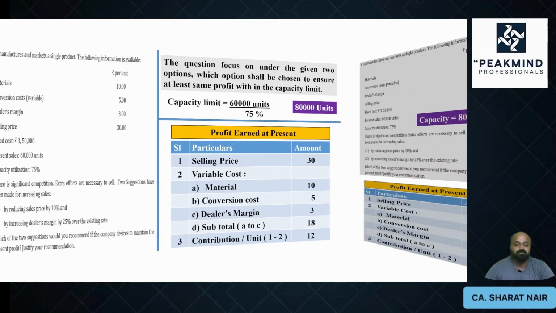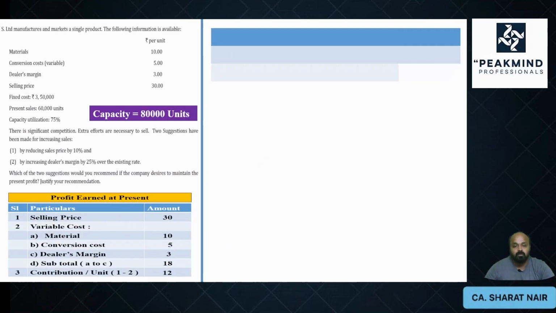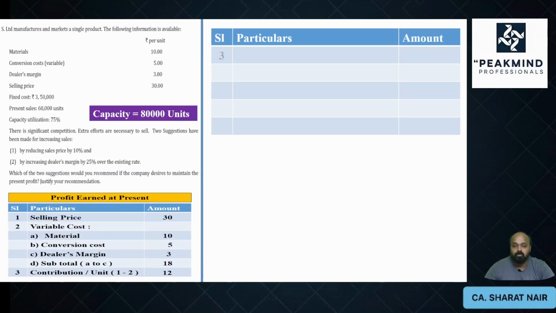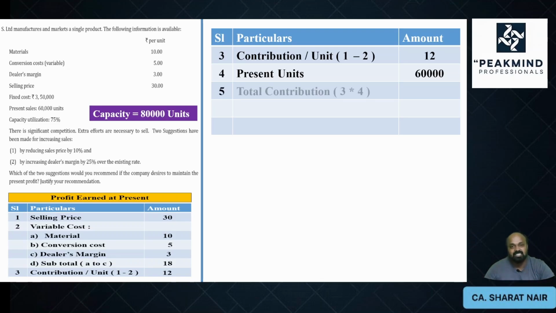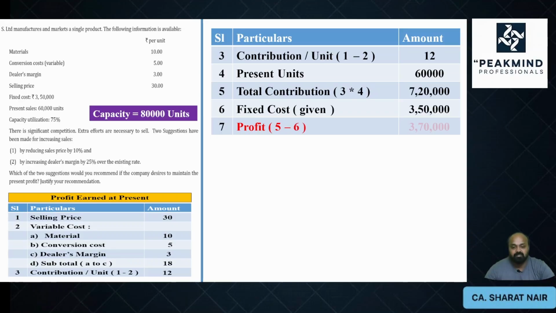Let's continue further. So I do have contribution as 12. Then present units. How much is present units? It is given 60,000 units. So total contribution in this case will be 12 rupees into 60,000, 7,20,000. Given the fixed cost, it is 3,50,000. So what is my current profit? It will be 7,20,000 minus 3,50,000. It will be 3,70,000.